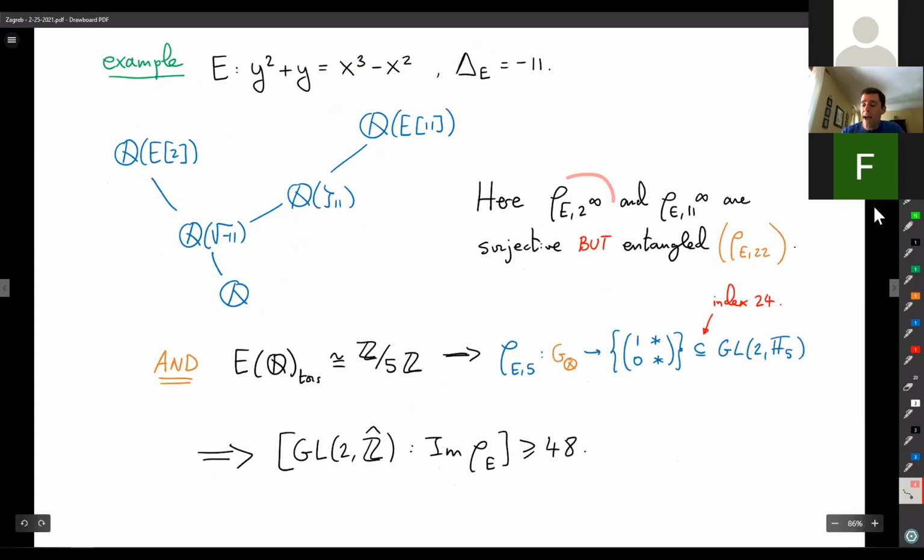The 2-adic and the 11-adic images are surjective, but not the 22. The modulo 22 image is not surjective. That's where the interaction happens.